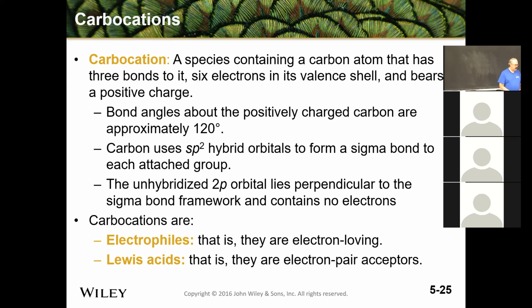Carbocations are electrophiles, that is, they are electron-loving. Electrons have a negative charge, carbocations have a positive charge. They're also referred to as Lewis acids. They accept electron pairs.